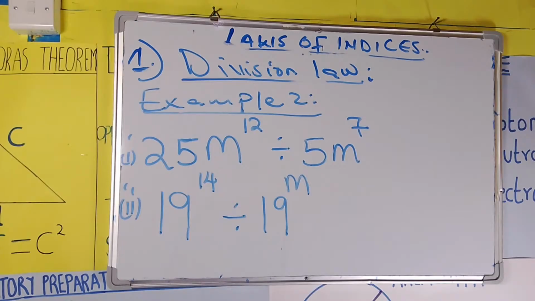Jibu la Roman 2. Roman 2. One power. Mark Elvis. 1 power 14 minus m. Is it 1 or 19?